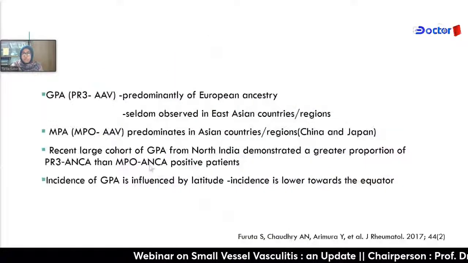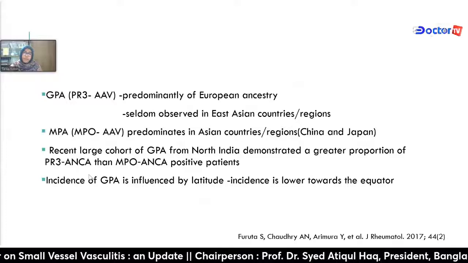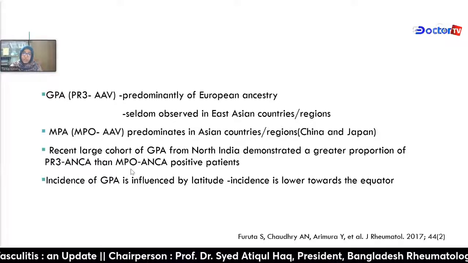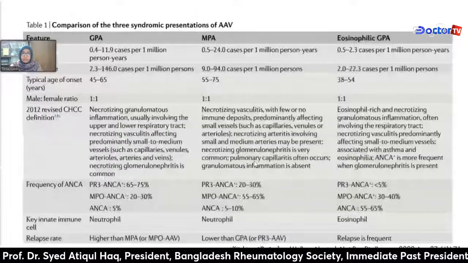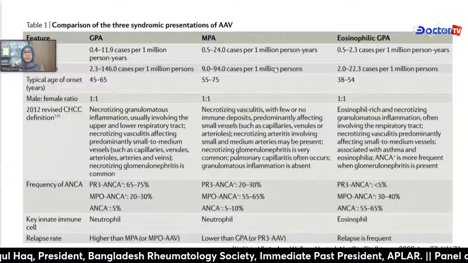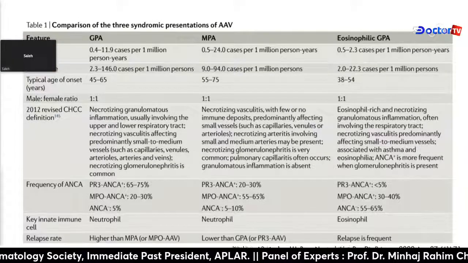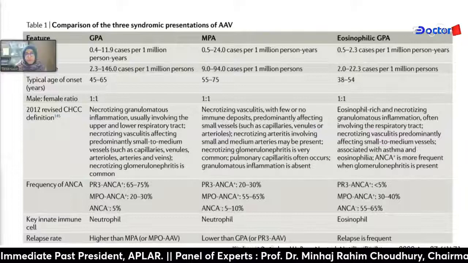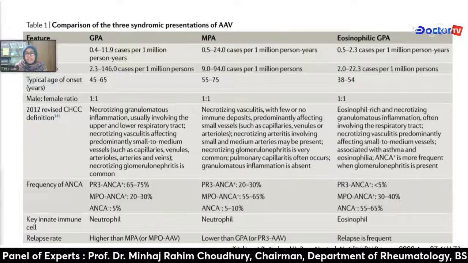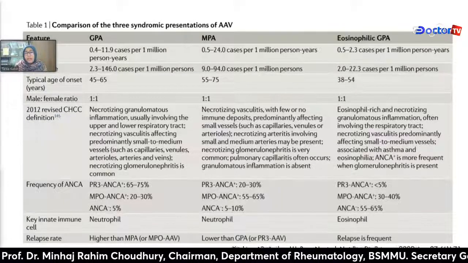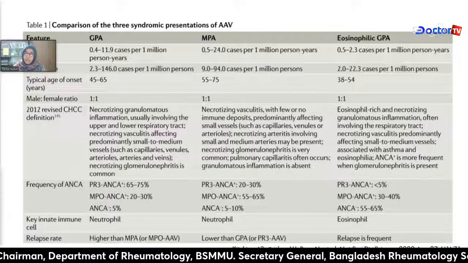Recently, a large cohort of GPA from North India demonstrated that a greater proportion of PR3 ANCA is found than MPO ANCA in ANCA-associated vasculitis patients. This table is showing the comparison of the three syndromic ANCA-associated vasculitis, where we can see MPA is more prevalent. The typical age of onset in GPA is 45 to 65 years. In MPA, it is 55 to 75 years. In EGPA, it is 38 to 54.